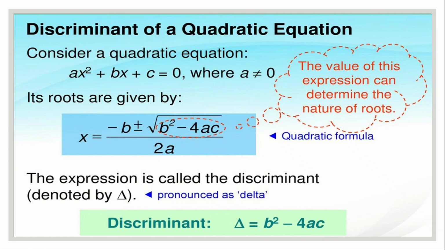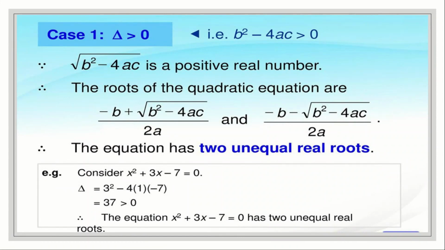Okay. So if we consider a quadratic equation ax square plus bx plus c is equal to 0, then its roots are given by the quadratic formula. The expression is called the discriminant, which is denoted by this symbol, the small triangle, which is pronounced delta. So the discriminant delta is equal to b square minus 4ac. Either you can call it delta or discriminant, where the formula is b square minus 4ac.